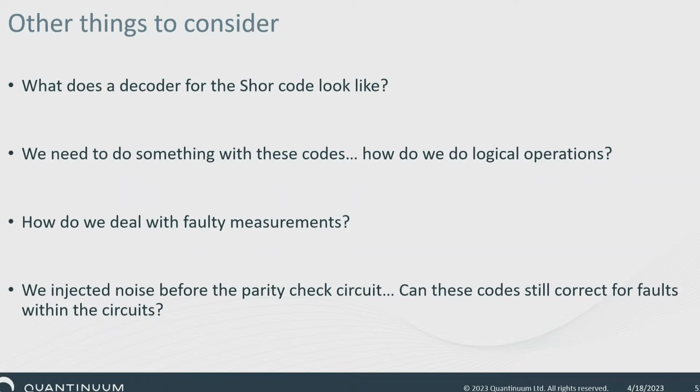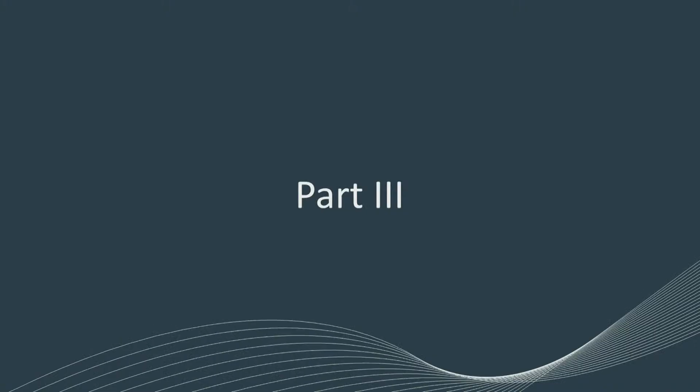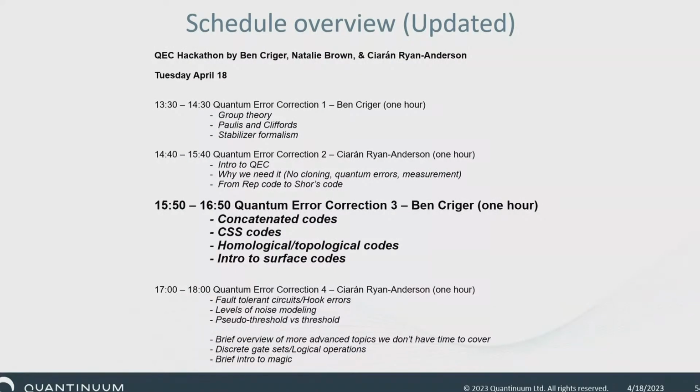So far, we've only been talking about noise faults that have been injected before the parity measurements, these observables that we've been measuring. We can see that the code can deal with those, but what happens if we think about noisy operations? If the faults are injected inside that circuit, what does that look like? We'll talk a bit about that as well. So stay tuned for Ben next hour.